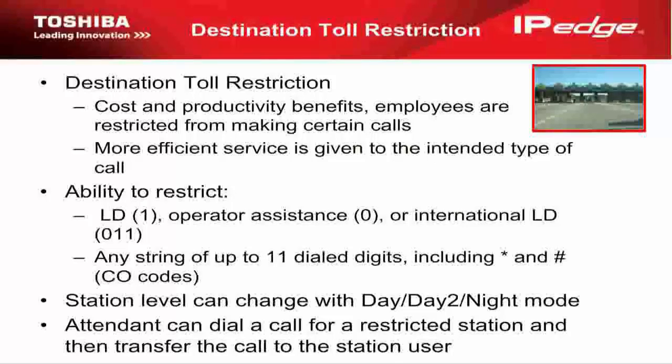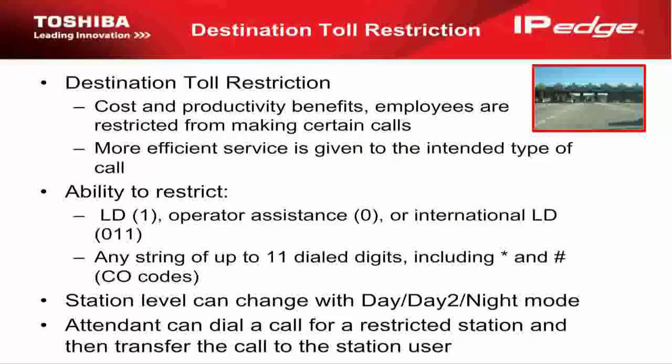IPedge destination restriction is an expansion of traditional toll restriction. Historically, toll restriction was used to prevent the unauthorized use of toll prefixes, such as long distance, dial 1, operator assistant, dial 0, or international, dial 011. IPedge has expanded this to include restriction based on any string of dialed digits.